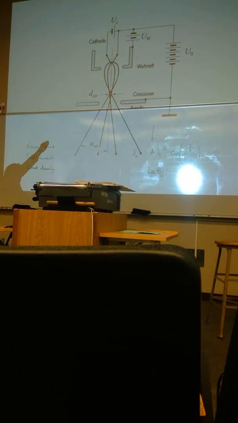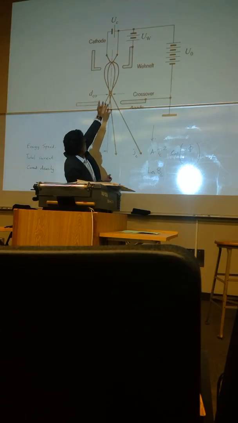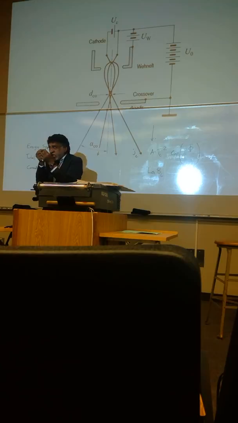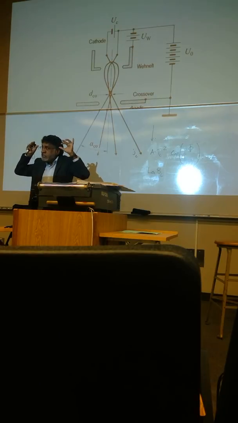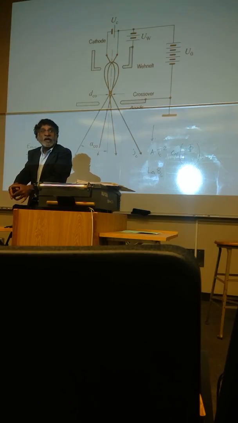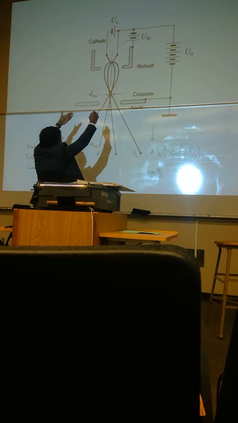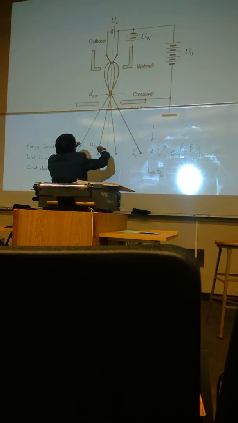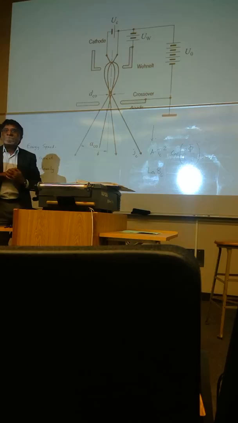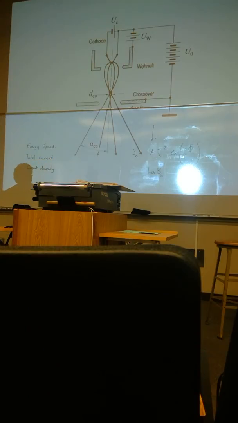The electrons from this crossover are accelerated by this potential, and they trick the electrons by creating a small hole. So as they accelerate, they just come to the hole. Then the electrons come out with a certain angular spread. Everybody clear on how an electron gun works in terms of the microscope?